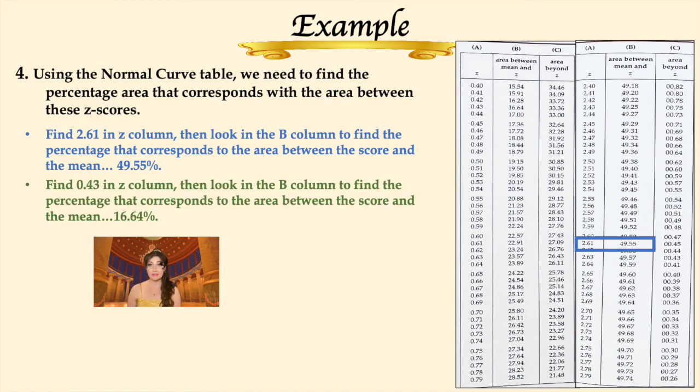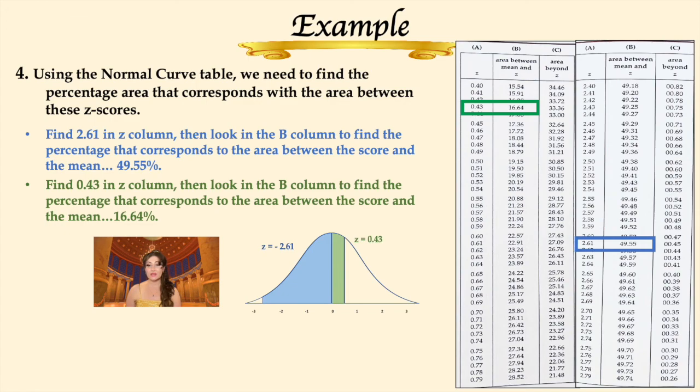Then we're going to do the same thing for the Z-score of 0.43. Place your finger on 0.43 in the Z column, and then look in the B column relative to that Z-score to see what area corresponds to a Z-score of 0.43. And we can see that that is 16.64%.